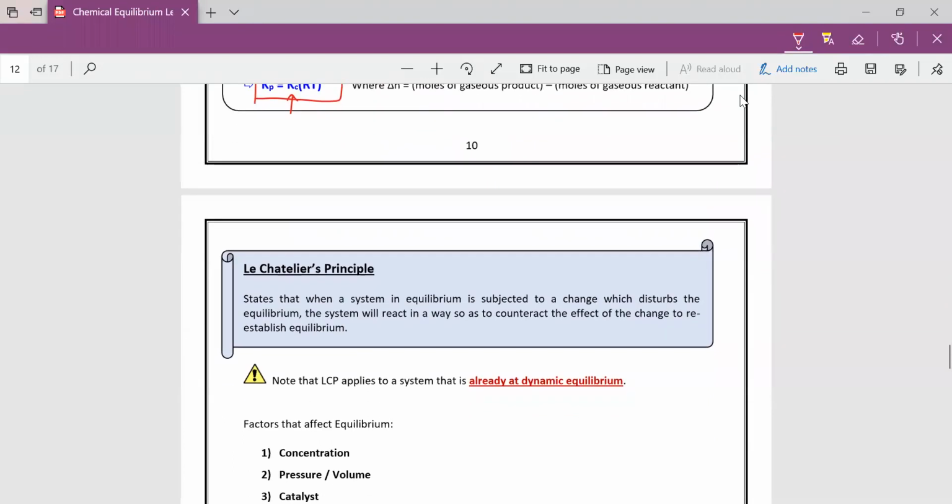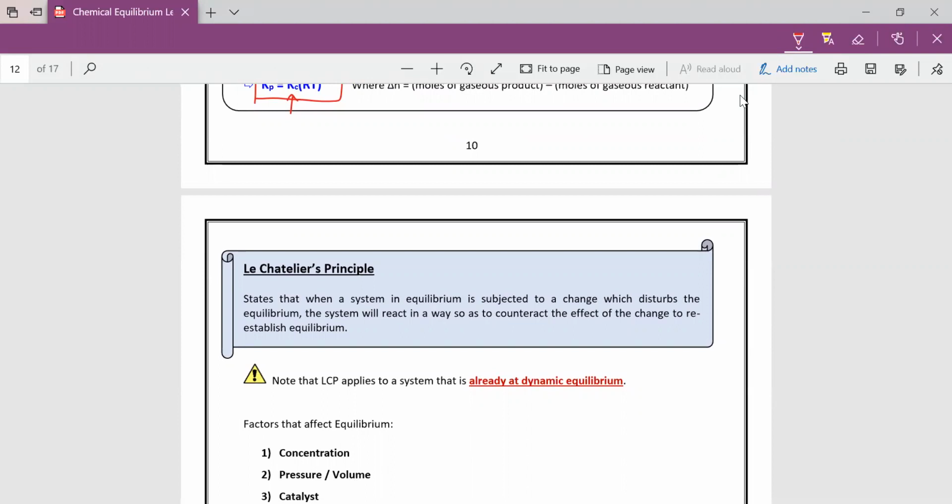Okay, next we come to this part. So we moved on from the calculation part back to the theory part, all right? This principle is very, very important. The H2 students will need to remember this definition. What does Le Chatelier's principle say?